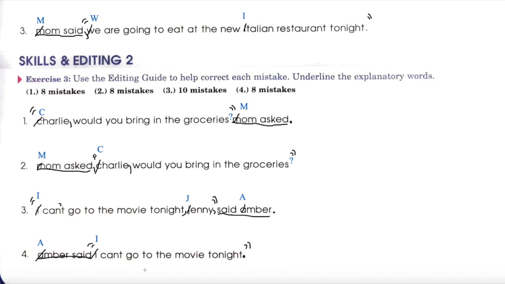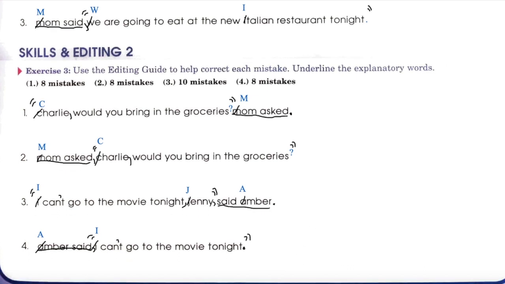Let's look for, oh, we need a comma after our explanatory words. Sorry, I forgot that before. And now let's look for any other errors that we have. I can't, apostrophe, go to the movie tonight. I think we have everything now. Let's count them. 1, 2, 3, 4, 5, 6, 7, 8. We have them all. All right, and that's the end of the classroom practice.